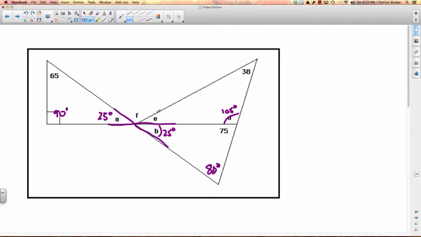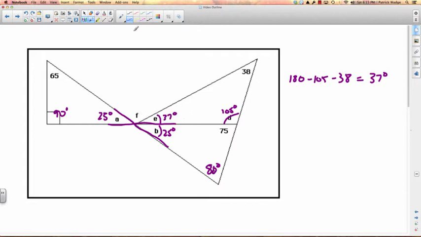Now if you look at the triangle up here, you know 2 angles, 105 and 38. So you could do 180 minus 105 minus 38 to get the other angle. And this equals 37 degrees. So this is 37 degrees here.